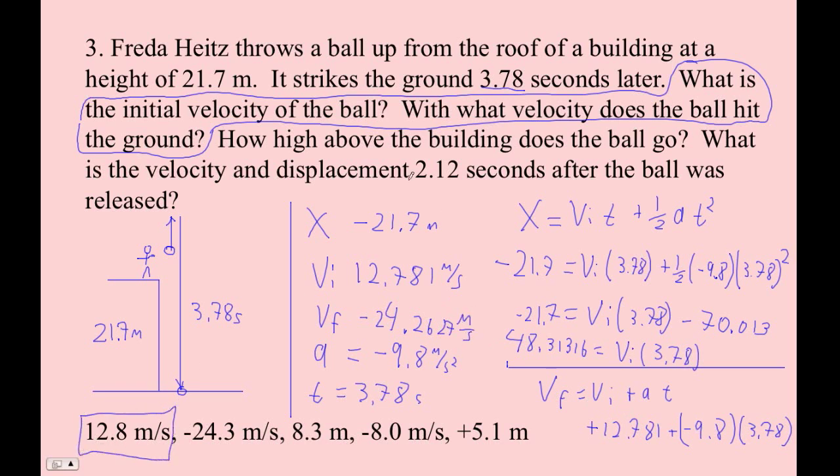So there's that answer, rounded to 3 digits like that. That's this guy. And then the final velocity is this one here. We just got that. Okay? In the next video, I'll do how high above the building does the ball go. And I'm going to use this value for that.